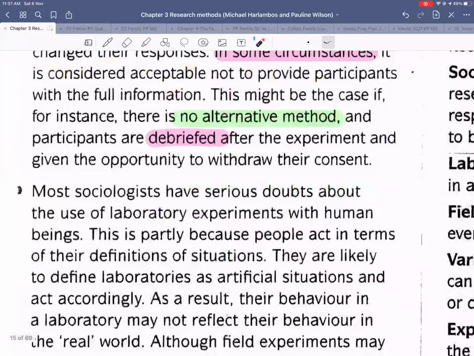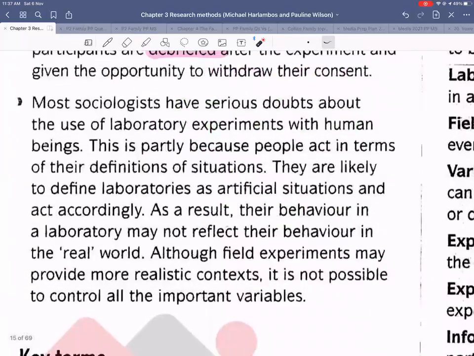Moving on towards the last limitation we have over here, and then we bring this to an end. Most sociologists have serious doubts about the use of laboratory experiments with human beings. This I had mentioned earlier as well. This is partly because people act in terms of the definitions of situations. They're likely to define laboratories as artificial situations and act accordingly.